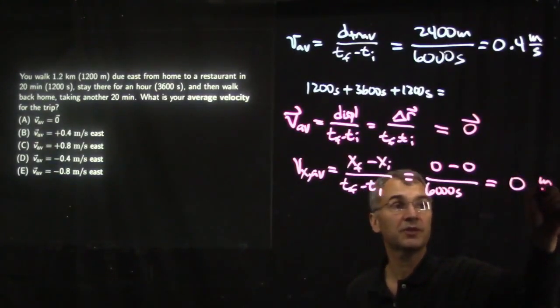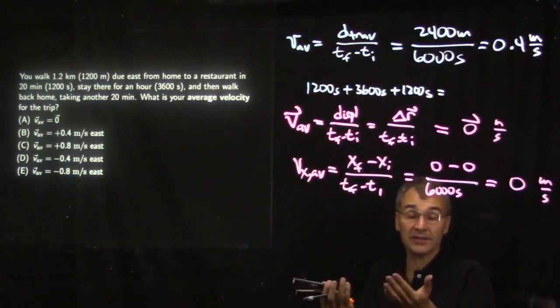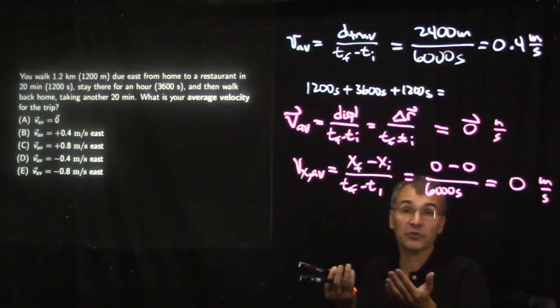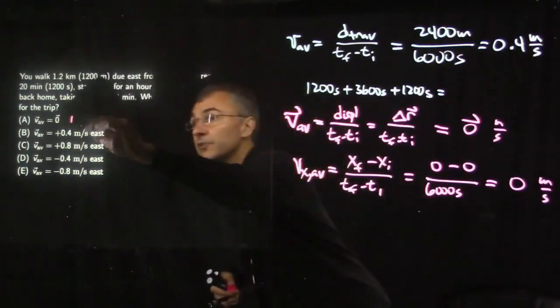Maybe there are some units, meters per second. So I think in this case, because my displacement for the whole trip was 0, I ended the same place I started. So my displacement for the whole trip was 0, therefore my average velocity for the whole trip was 0. So I think I like this one.